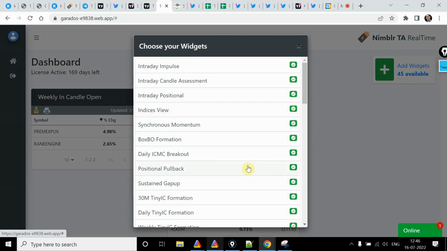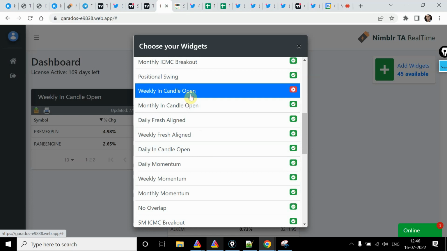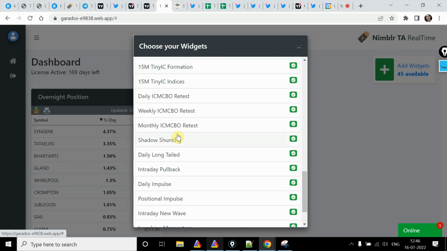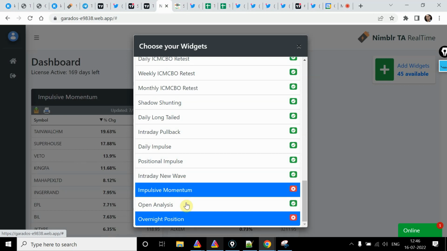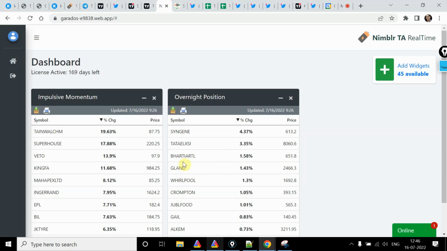Now let me put the impulse widget on over here, which is most interesting. We will see that impulsive momentum has been turned on. Which are the stocks which gave impulsive momentum? The name itself says it: a lower low has been formed, the previous high has been crossed, and they are in momentum, could be because of higher time frames. So for example, let's take any one of them, maybe this one, randomly.